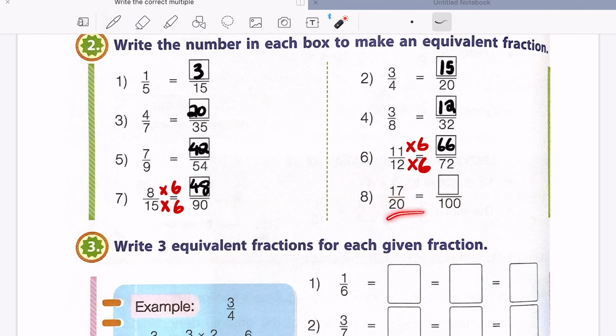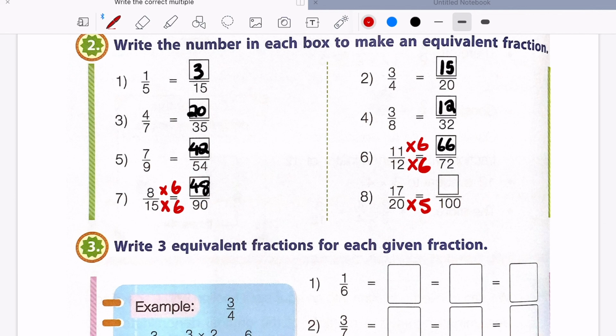17 20ths is equal to blank over 100. So, 20 times what equals 100? Let's take a look. We can just divide. 100 divided by 20 is equal to, very good, it's 5. So 20 times 5 is equal to 100.